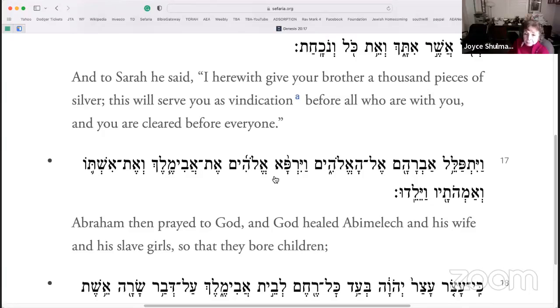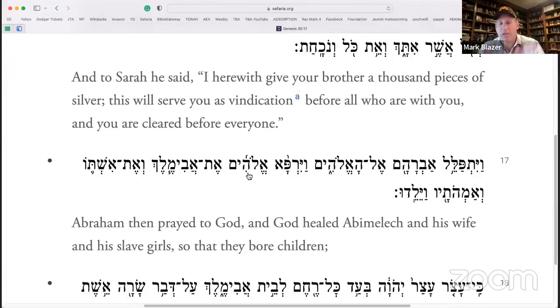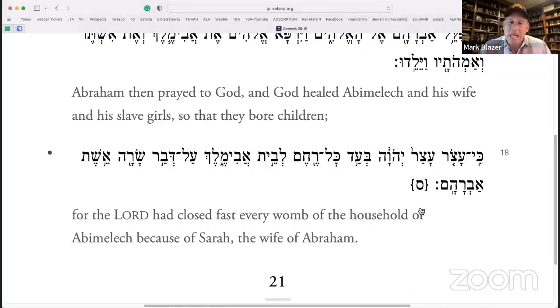Avraham Elohim. Vayirpa Elohim. Elohim is used twice, our God. The last line is Ki atzor atzar Adonai be'ad kol rechem. The last line says, for the Lord had closed fast every womb of the household of Avimelech because of Sarah, the wife of Abraham.